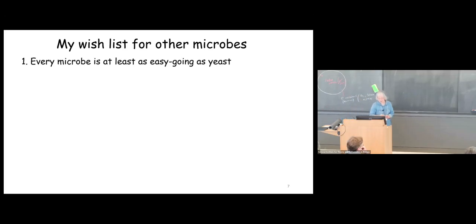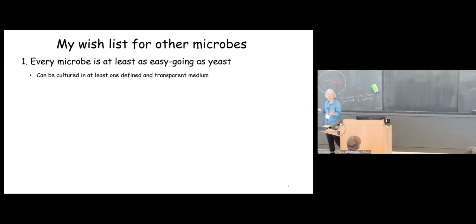So what does that mean? I want it to be cultured in at least one defined and transparent medium. Transparent so that I can figure out whether my medium is contaminated or not, and also so I can do OD, optical density, and cell counts very quickly. And defined media so that I know what they need and what makes them sick.